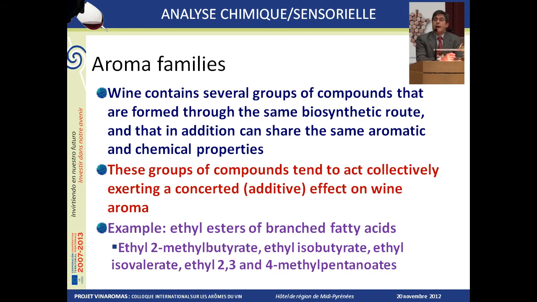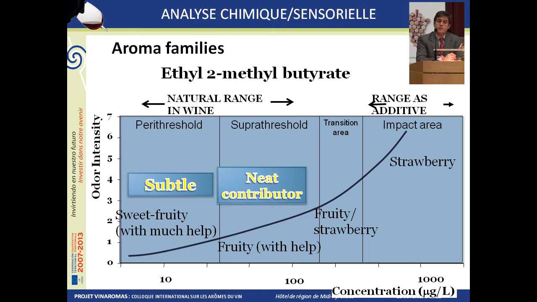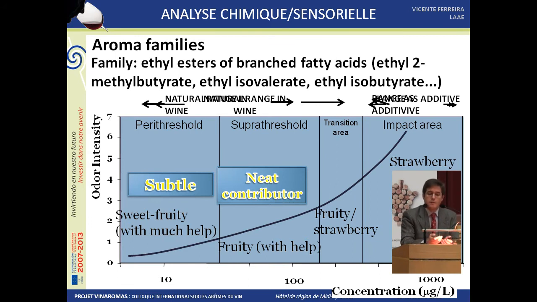So if we come back to the poor aroma molecule, ethyl 2-methylbutyrate, we concluded that this molecule never could be a major contributor to wine. But if we take into consideration that this aroma compound is going to act concertedly with the other ethyl esters of branched acids, then the differences become obvious because the natural range expands, so that it can reach the transition and be very near the impact area, so that this family can really be important in the perception of strawberries in wine.